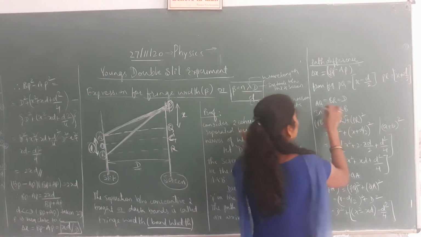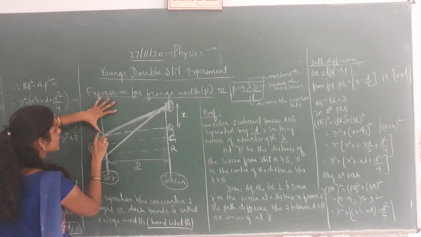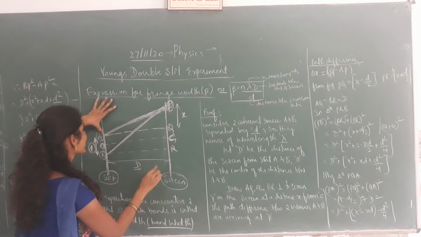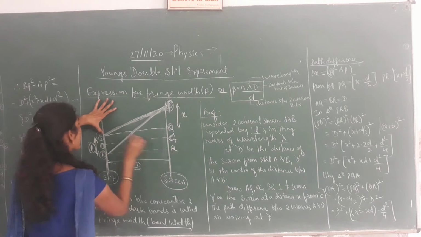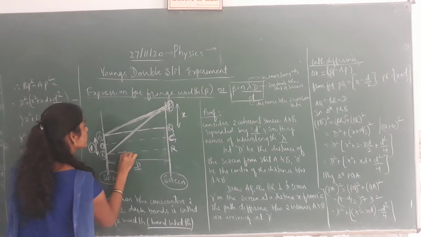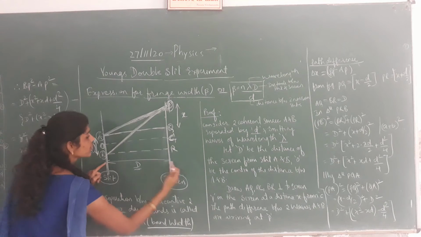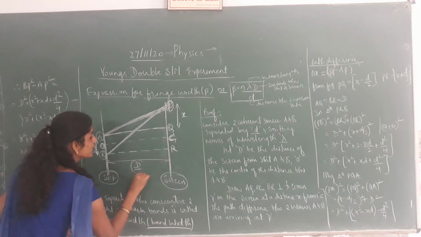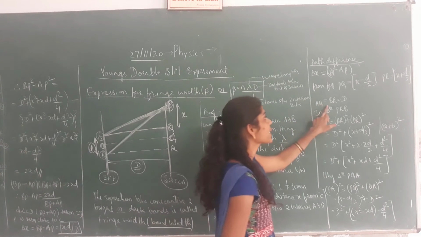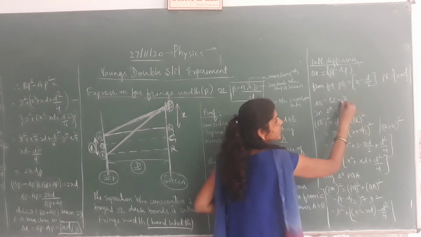Same thing, the distance AQ is equal to BR. This AQ distance is equal to this BR distance, and that is represented by D here. So AQ is equal to BR, and we take that distance as D.